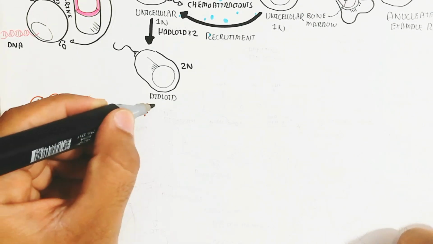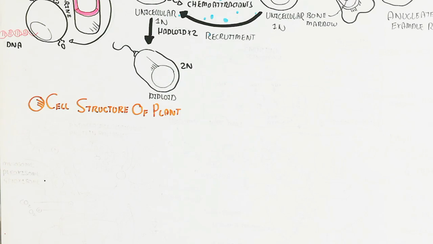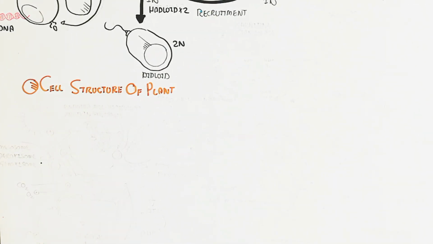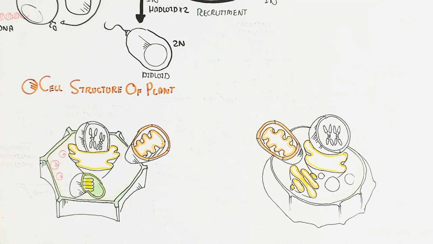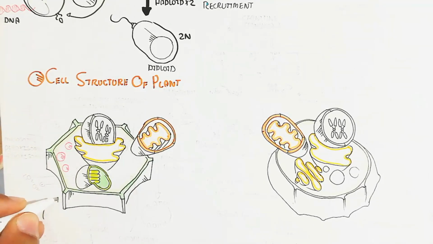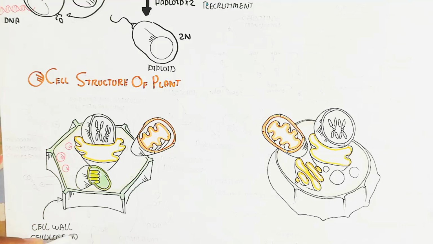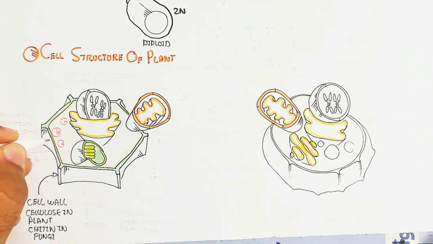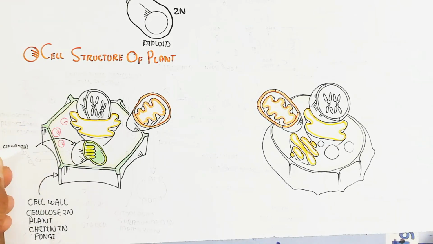Let's understand the cell structure of plant and animal. This is the plant cell and the animal cell. The plant cell contains a cell wall while the animal cell does not contain one, and the chloroplast is an organelle not present in the animal cell, while the plant cell contains it. The cell wall is made up of cellulose in plants and chitin in fungi, and this is the chloroplast.